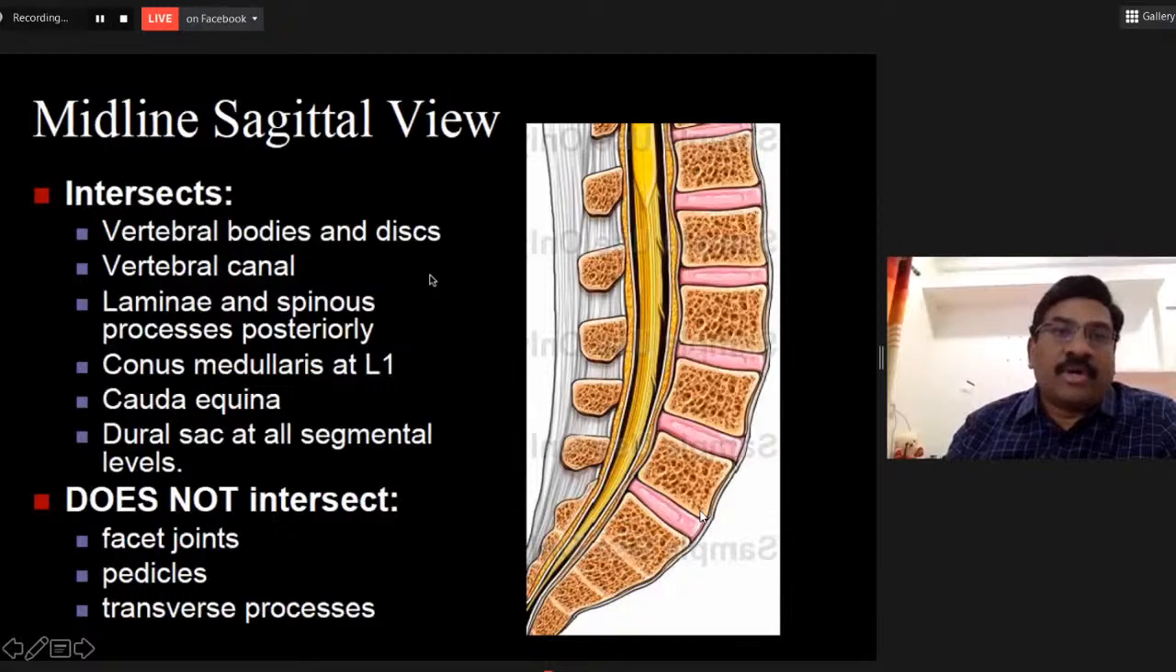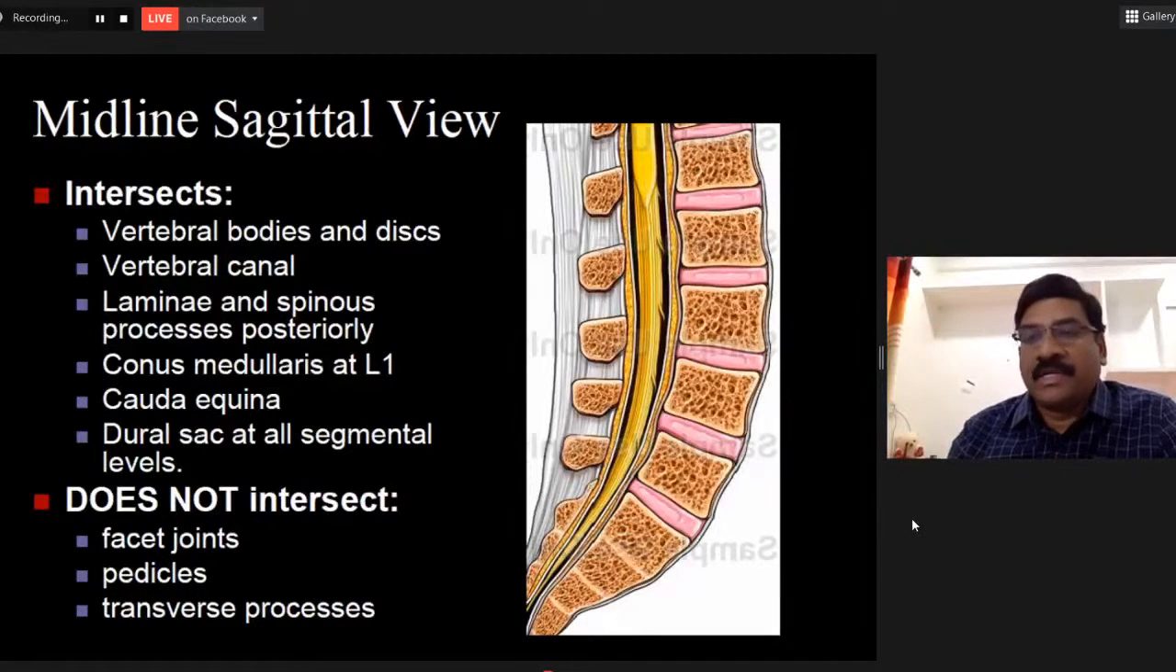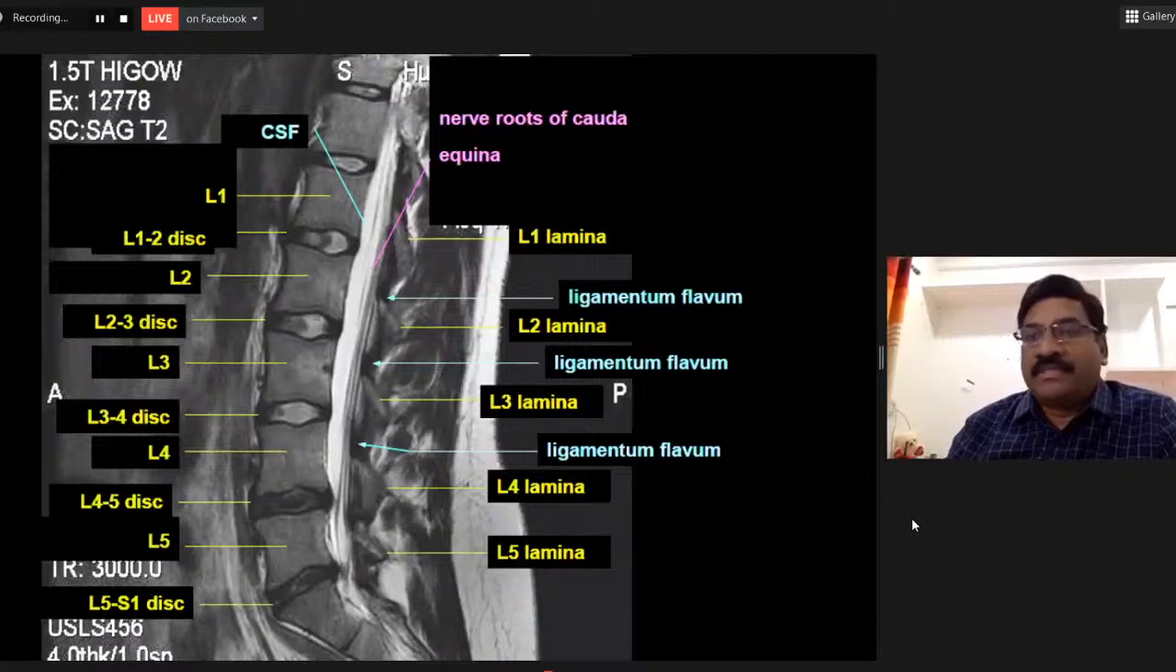And you can see vertebral bodies, mid-sagittal sections, the mid-sagittal lamina, and the spinous process can be seen in the mid-sagittal one. The cauda equina can be seen, but you can't see the facets, pedicles, transverse process, or neural foramen. You can only see the center of the spine. So this is how it looks in the mid-sagittal spine.